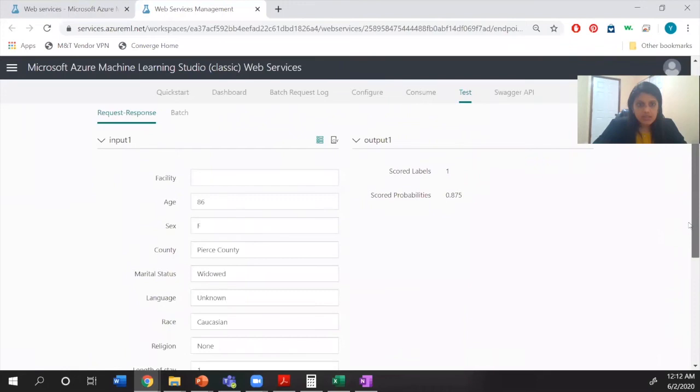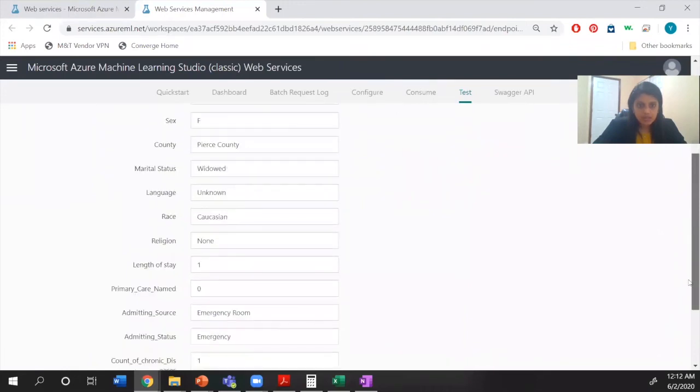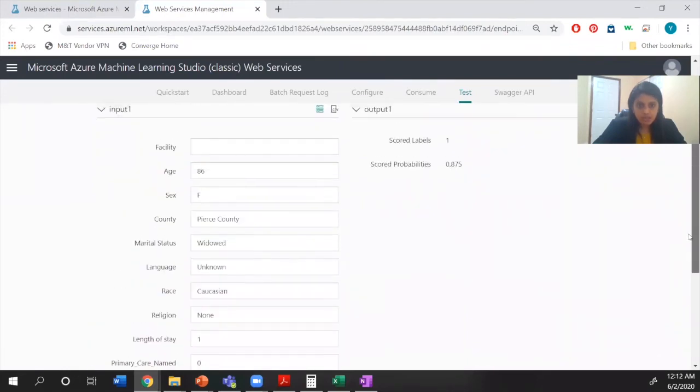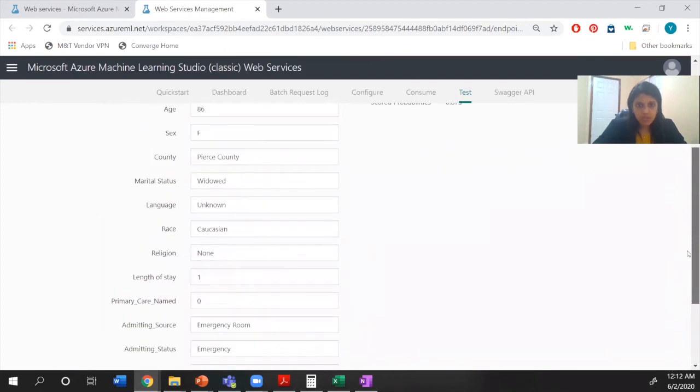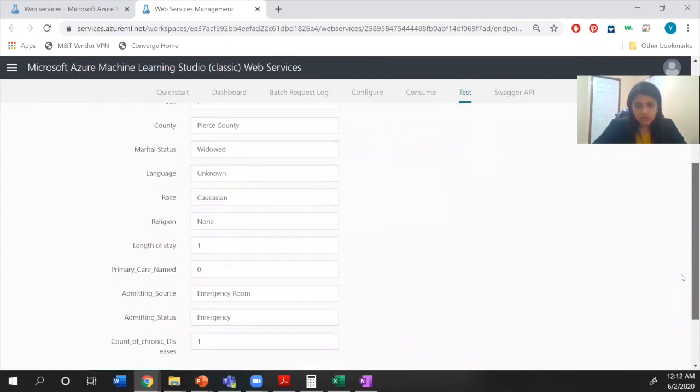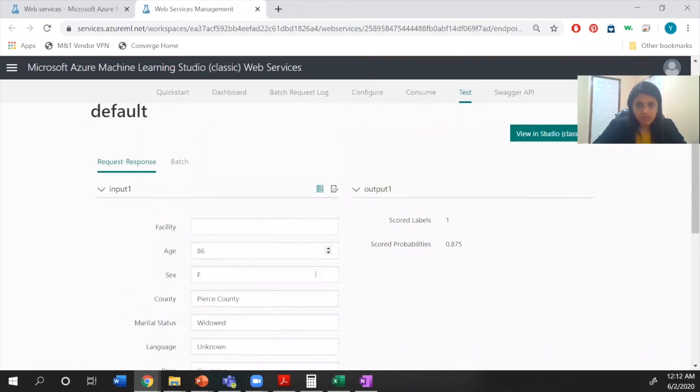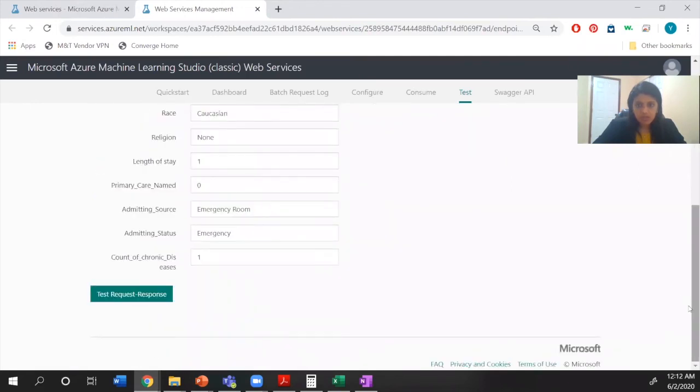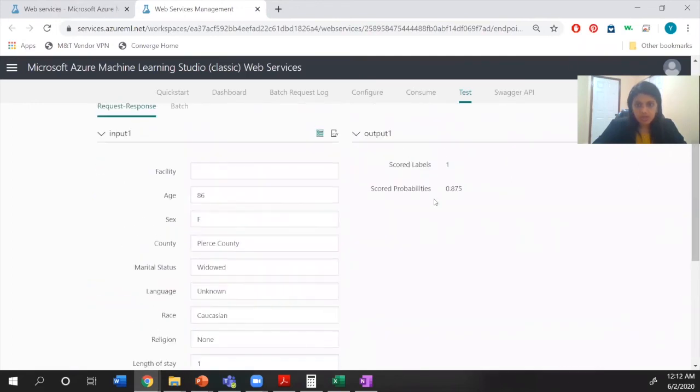Now, these are the predictor variables which we can see, which we have been talking about the whole time. And our model requires the input in these formats. Once we click on request and response, we can see there would be a scored label and scored probabilities populated for that patient and for that particular details which we have entered.